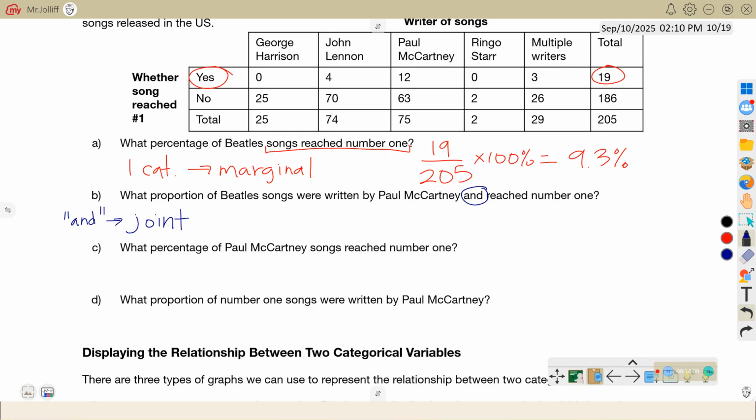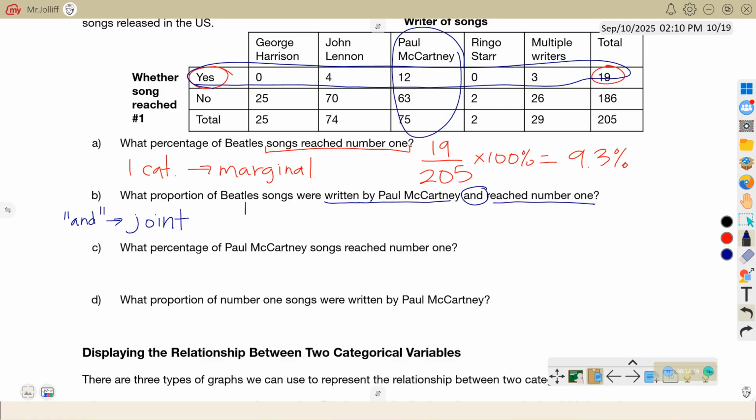So in the table, I need to find the cell that is both written by Paul McCartney and reached number one. It's a single cell in my table. So I'm going to go to the Paul McCartney column, which is the middle column. So I'm here. And then I'm looking for the reached number one row, which is here. And they intersect at 12.